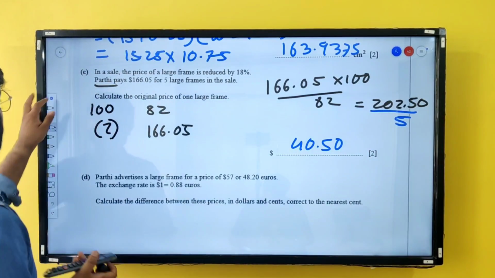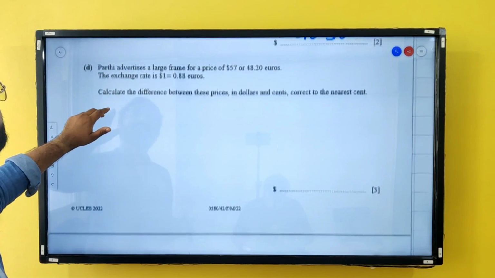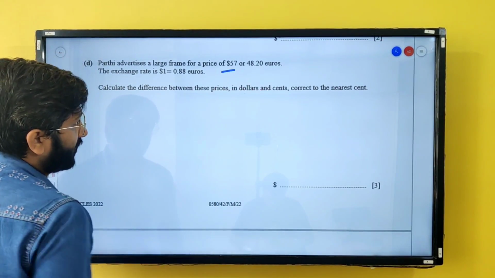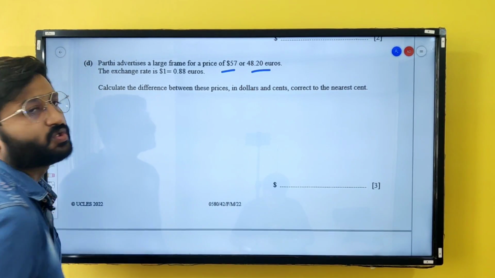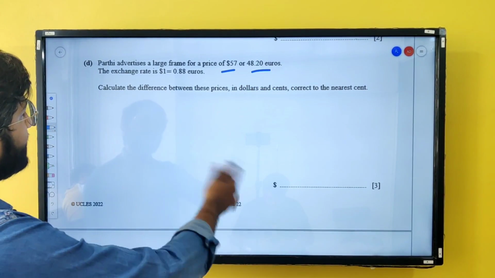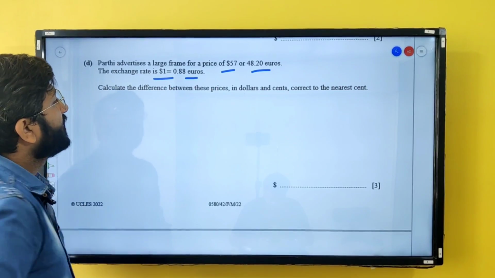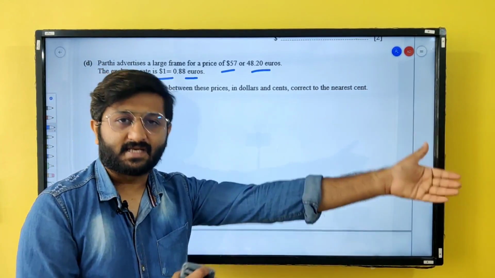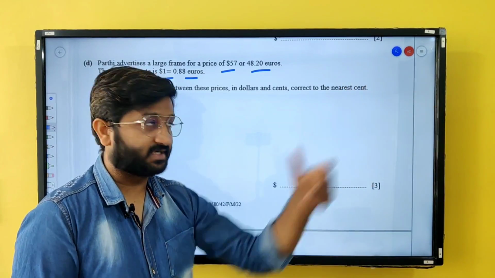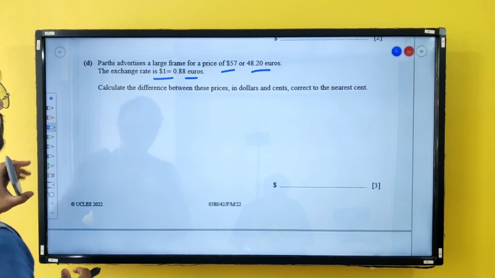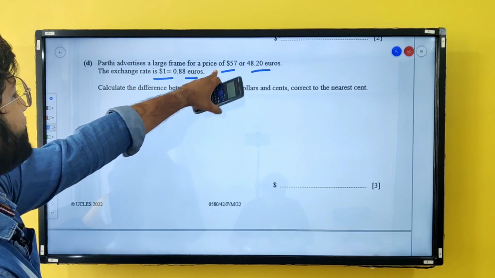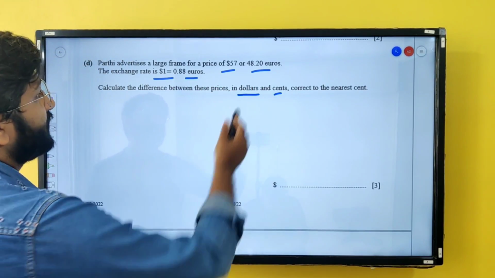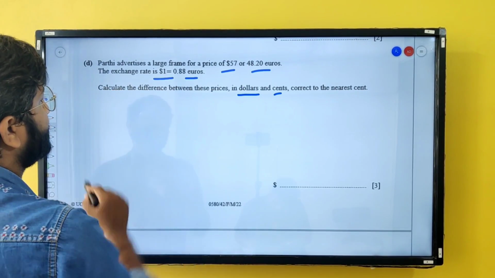Next, Parthi advertises a logo frame for a price of $57 or 48.20 euros. The exchange rate is given. Calculate the difference between the prices in dollars and cents, correct to nearest cents. Okay, so 57, we have to give the difference in dollars and cents. So let us convert these euros into dollars first.